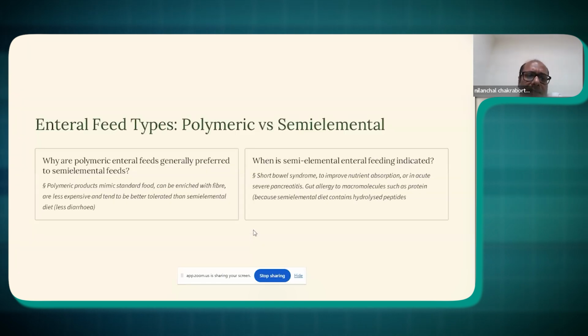So as I said already, why is polymeric enteral feed generally preferred over elemental diets? Because polymeric products mimic standard food. It is enriched in fiber, less expensive, and tends to be better tolerated than semi-elemental diet. When is semi-elemental enteral feed indicated? When the patient cannot absorb the polymeric food, like short bowel syndrome, to improve nutrient absorption in acute severe pancreatitis, or gut allergy to macromolecules such as proteins. So then we use the peptide formulation.